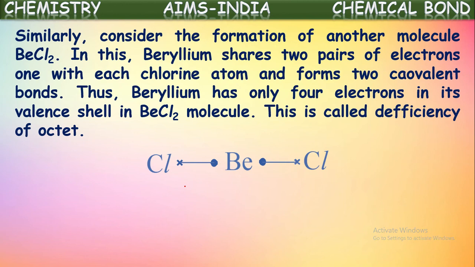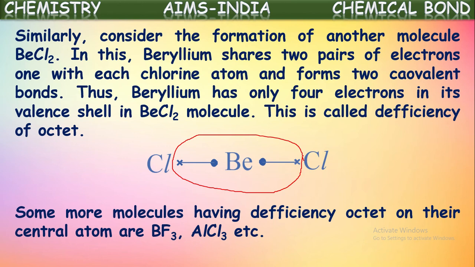Observe here, beryllium already has 2 electrons. It is sharing 2 more electrons, one from each chlorine, and thus it is getting only 4 electrons. This is called deficiency of octet. Let us see some other examples of molecules which have a deficiency of octet on their central atom.